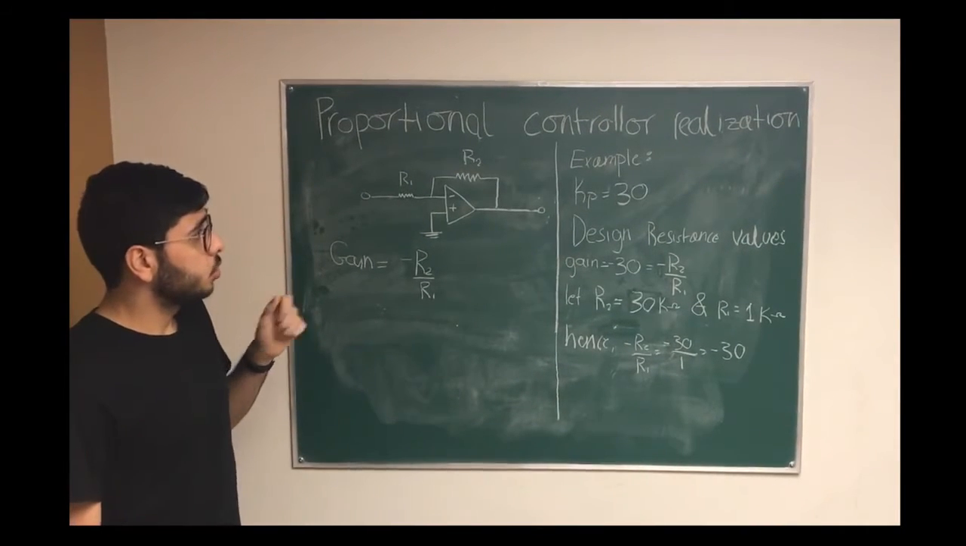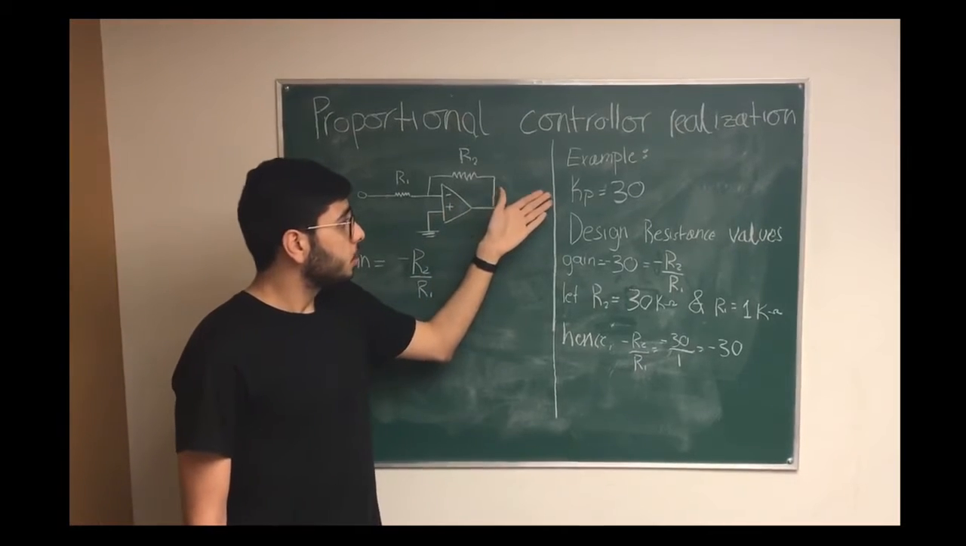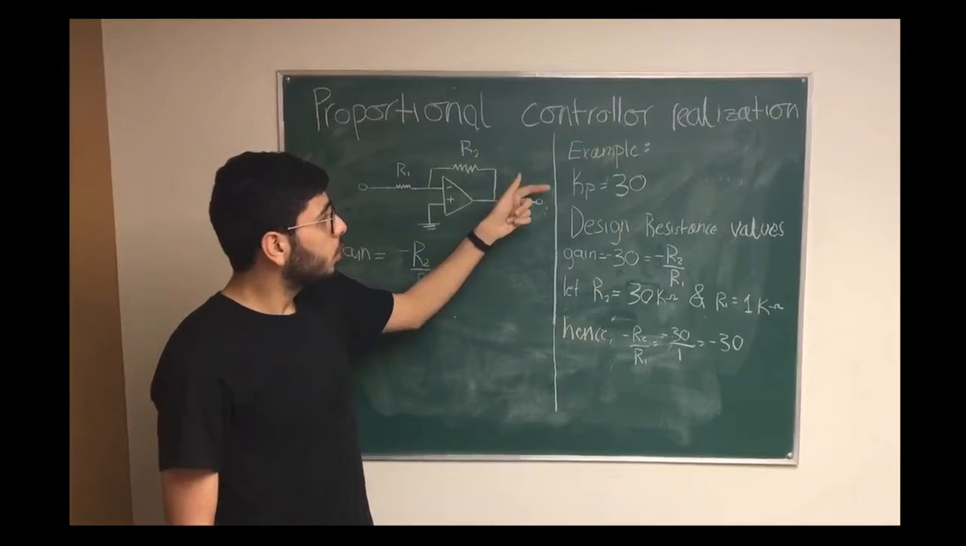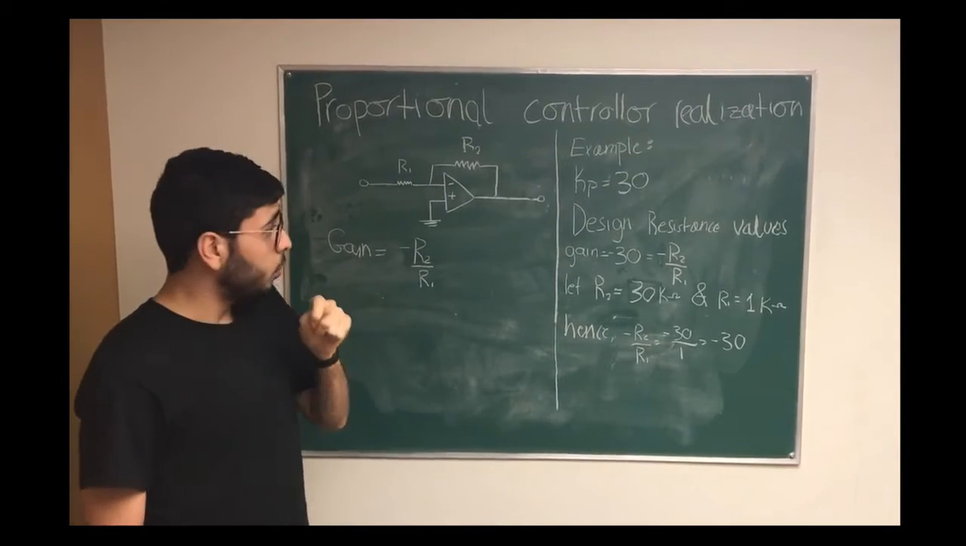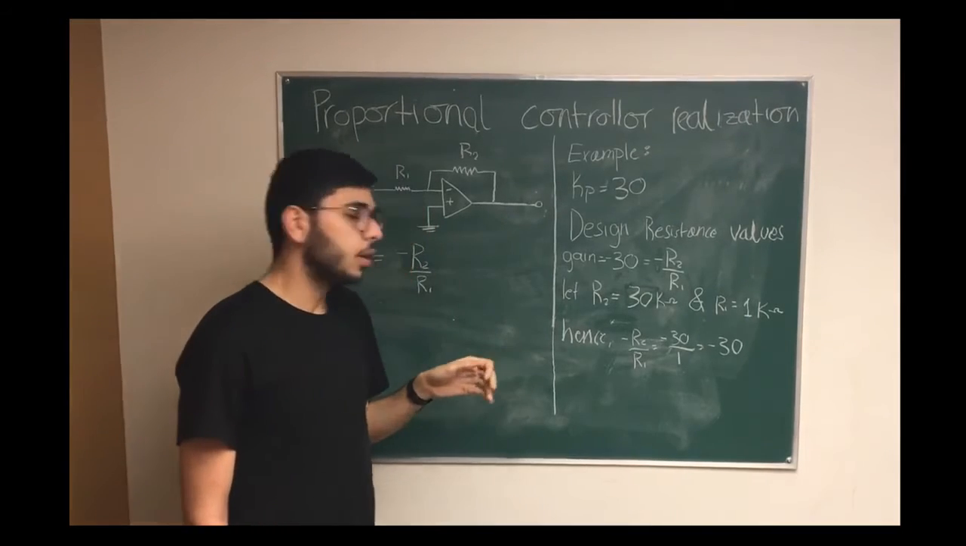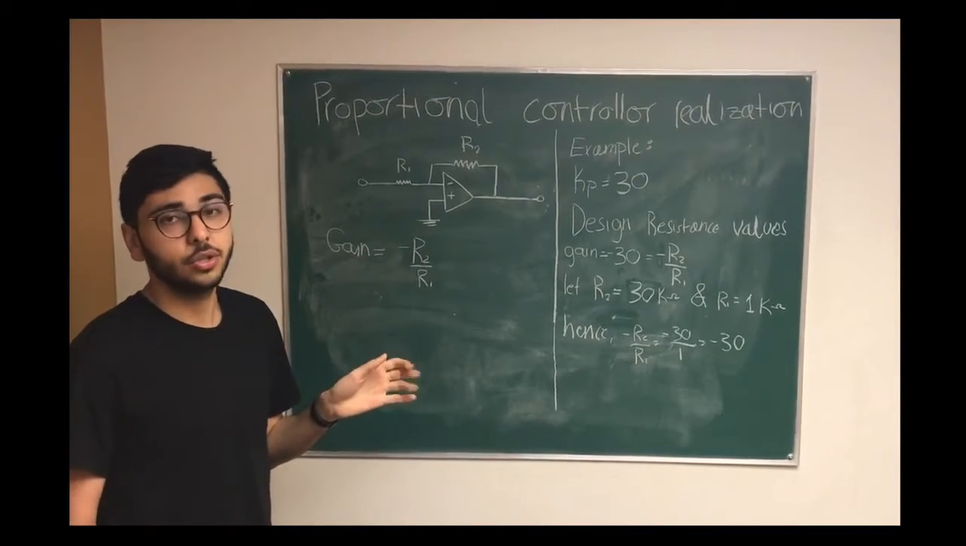A quick example is to show you how to design a controller with a Kp of 30. One way of doing it is to design the resistance values, and obviously it's open; you can choose your own values.